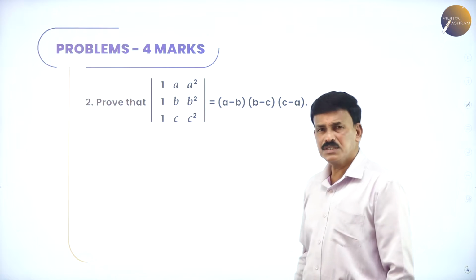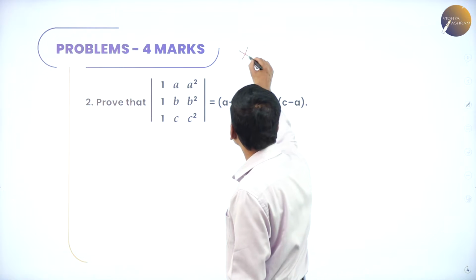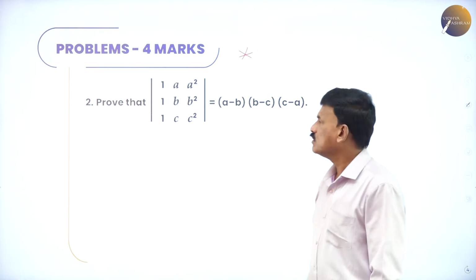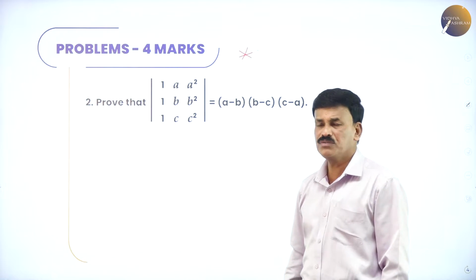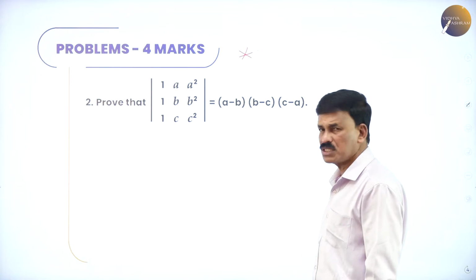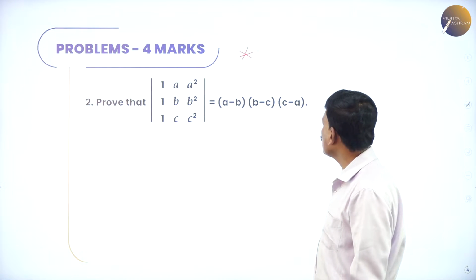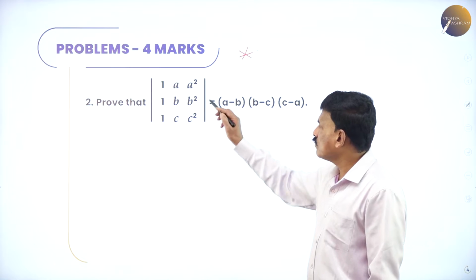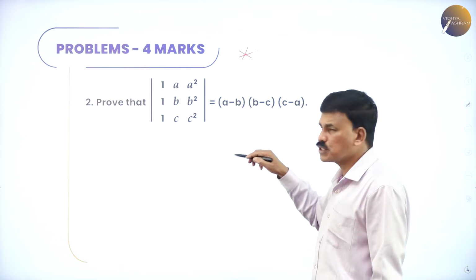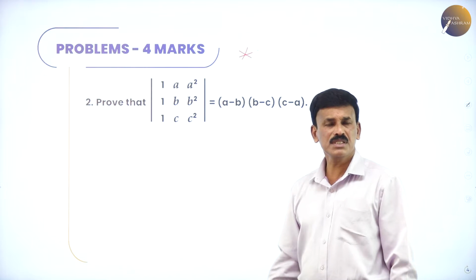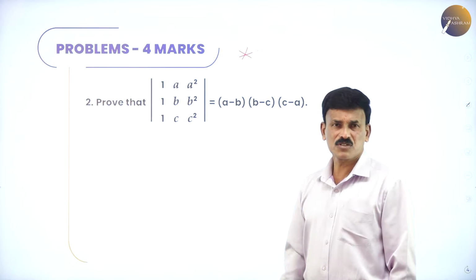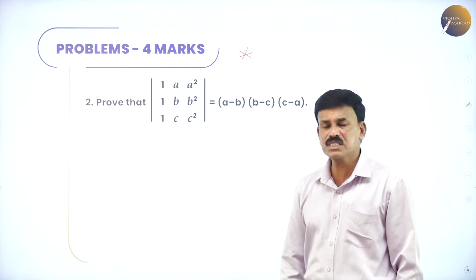Now this is also a very important problem. You may expect this question. Prove that the determinant 1, 1, 1, A, B, C, A square, B square, C square. So there are two types of problems. With 1, 1, 1, A, B, C, A square, B square, C square, the answer is A minus B, B minus C, C minus A. One more problem is there: 1, 1, 1, A, B, C, A cube, B cube, C cube. The answer is A minus B, B minus C, C minus A into A plus B plus C. So you may expect this or that question in the examination.